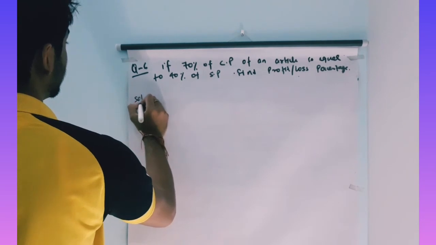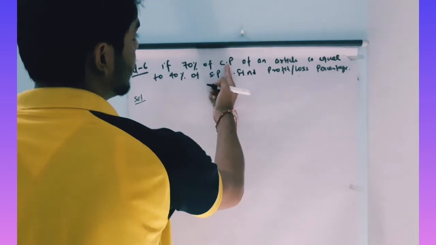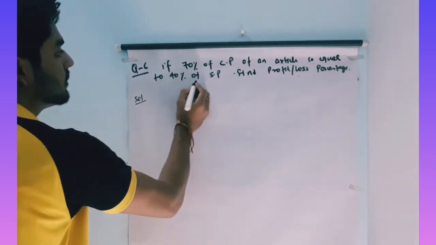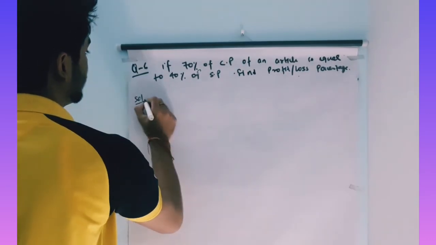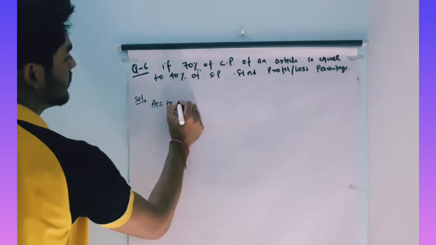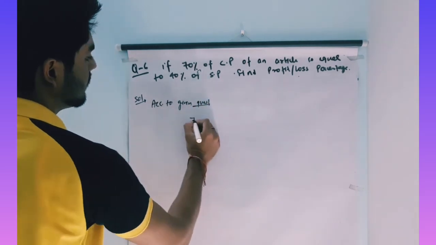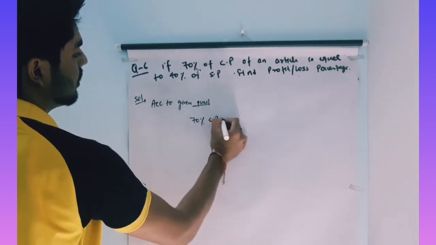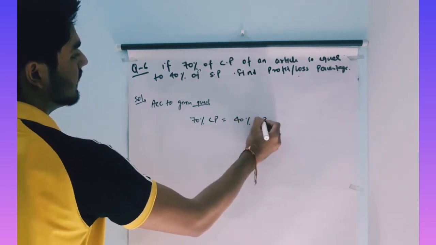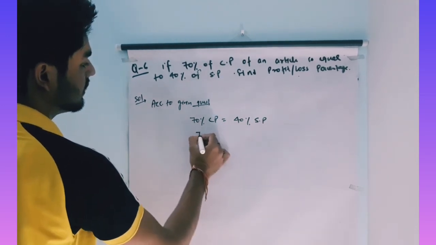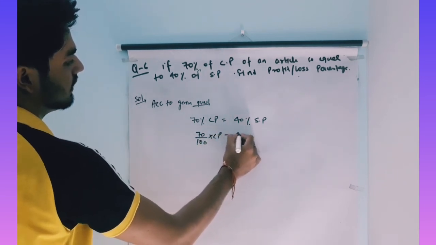Our next question is: if 70% of CP, the cost price of an article, is equal to 40% of selling price SP, find the profit or loss percentage. First of all, according to the given question, we have 70% of CP is equal to 40% of SP. Now by removing the percentage, we divide by 100 on both sides.